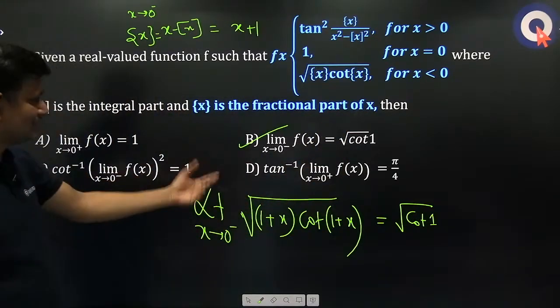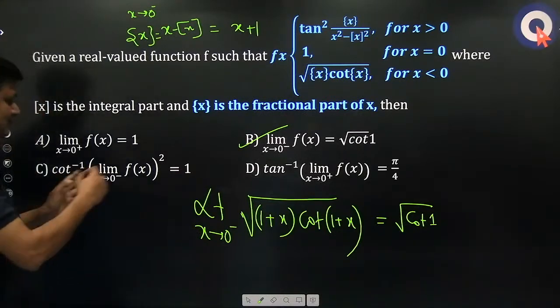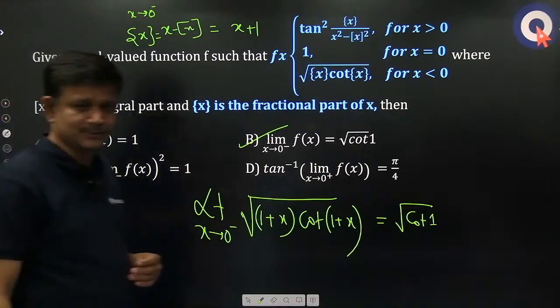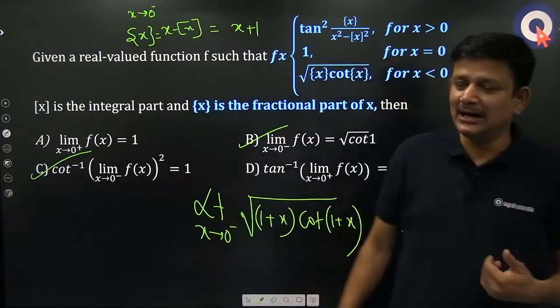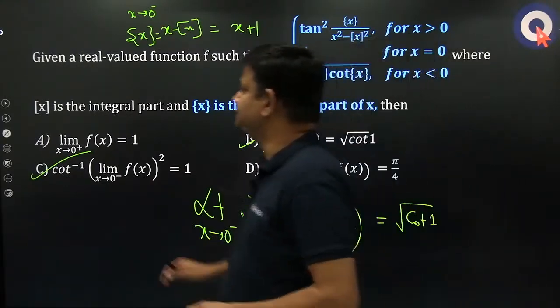From there, if we square it, what will come? Cot 1. And cot inverse of cot 1 is 1. This is also your option. Okay. So the only thing is, the right hand limit does not exist here.